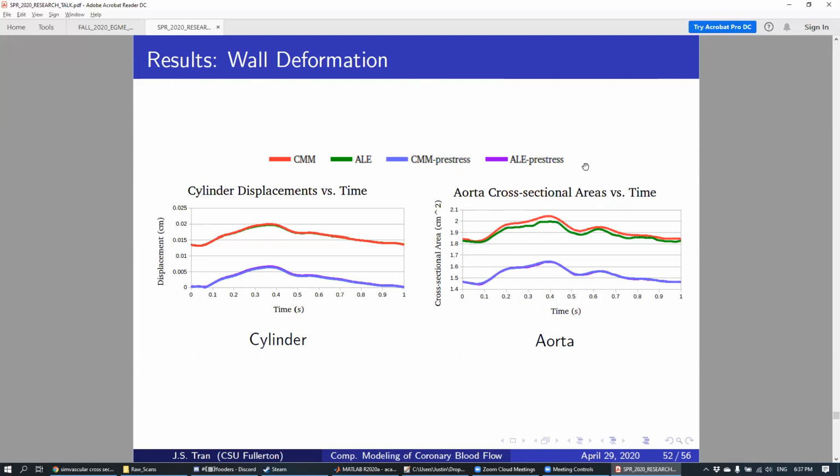The reason for that, remember, is that CMM is only reliable for relatively small displacements because it's not really a true multi-physics framework. When you use a true multi-physics framework, you get a little bit more modest deformations that are generally seen as more reliable than CMM.